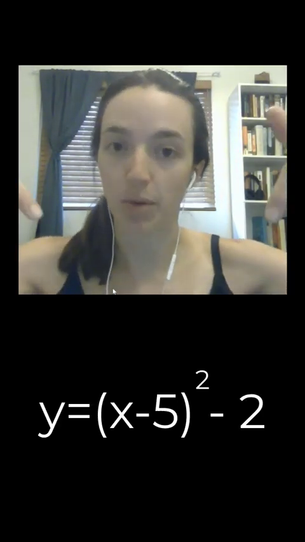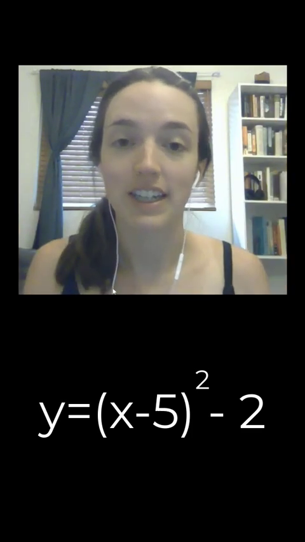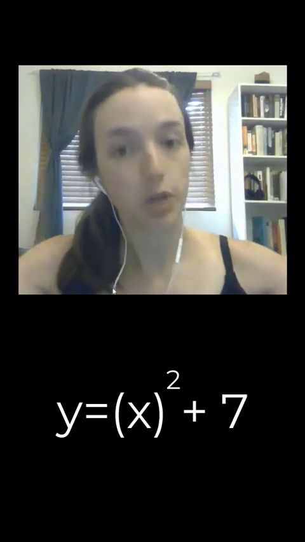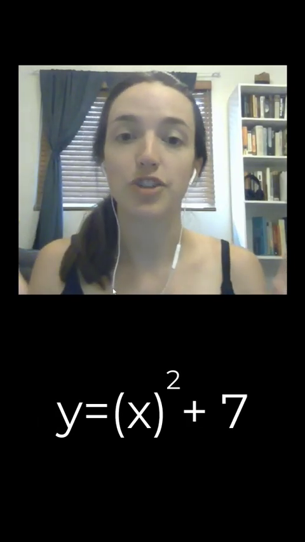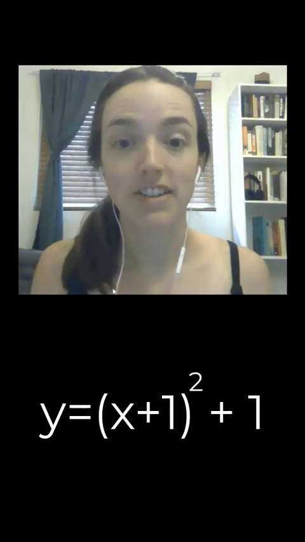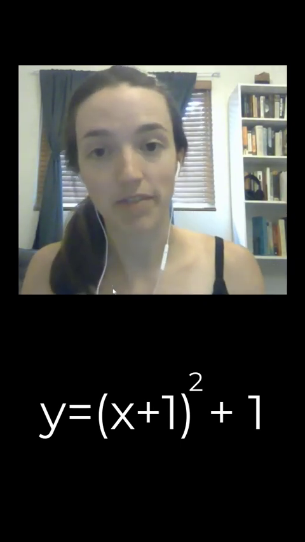So just for a little bit of extra practice, I'll give you an equation, pause the video, try to figure out what the transformations are, and then hit play to see the answer. Equation number 1, this graph is going to be shifting down 2 and right 5. Equation number 2, this graph is just shifting up 7. Equation number 3, this graph is going to be shifting left 1 and up 1.